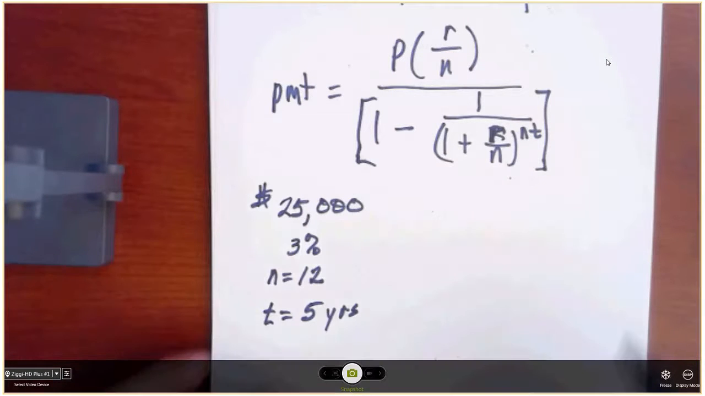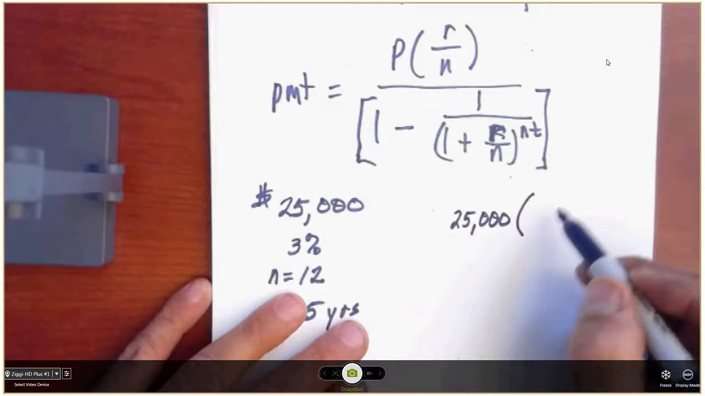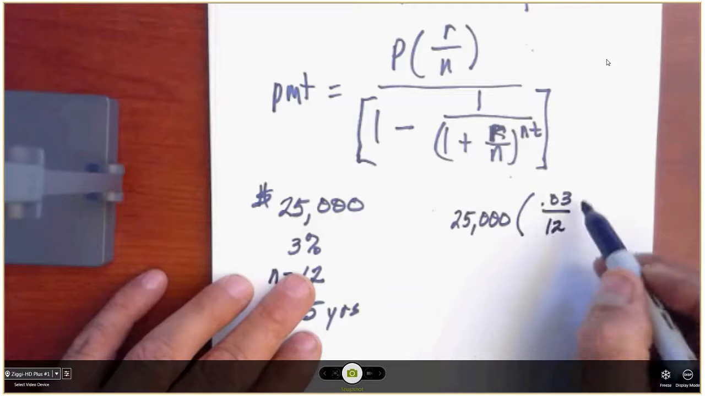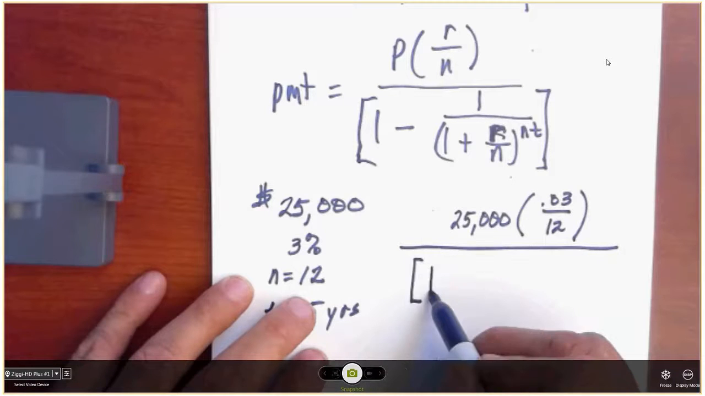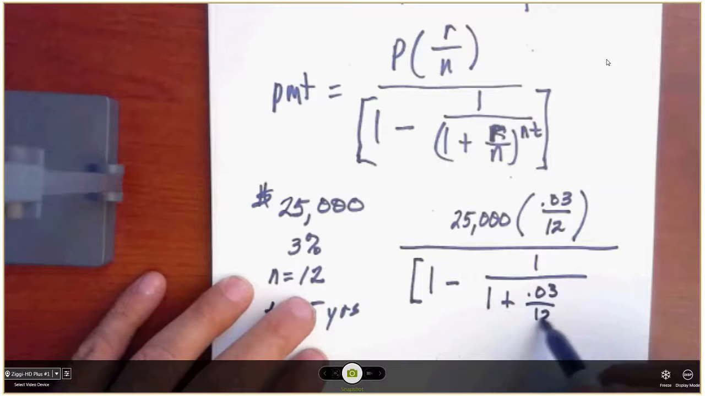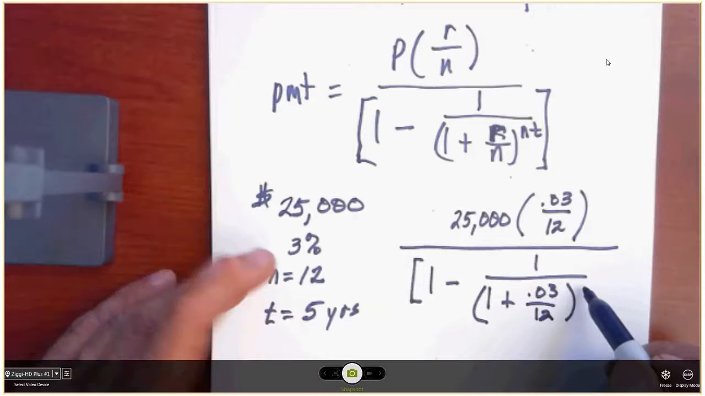So that's going to be 25,000 times 0.03 over 12 over 1 minus 1 over 1 plus 0.03 over 12 raised to the NT power, which is 60.